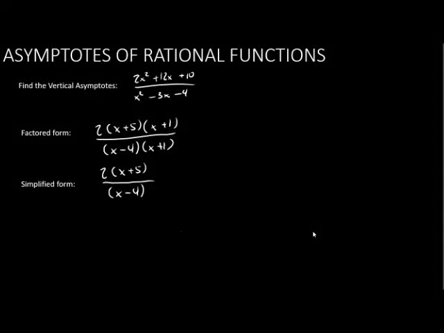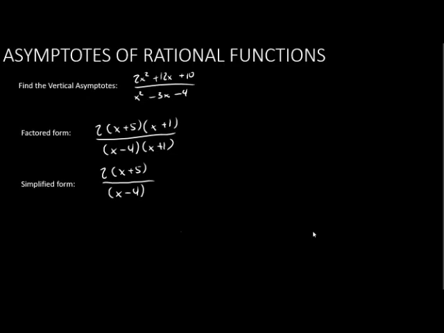Here we'll talk about how to find the asymptotes of rational functions. We started with the function 2x squared plus 12x plus 10 divided by x squared minus 3x minus 4. In part 1 of the series, we changed that into factored form, and then in part 2, we canceled out the x plus 1 on the top and bottom of the factored form and got the simplified form 2 times x plus 5 divided by x minus 4.